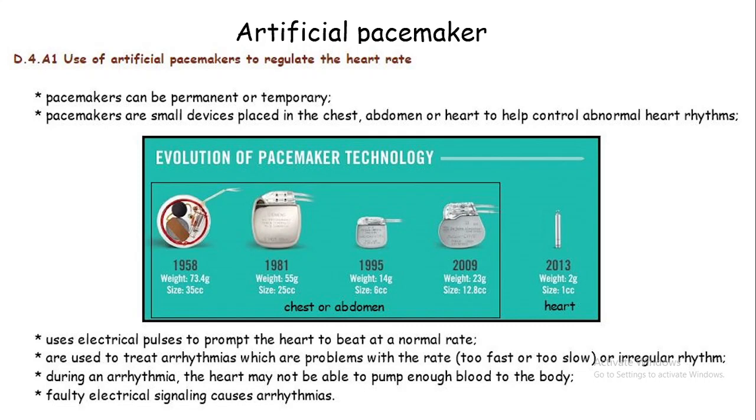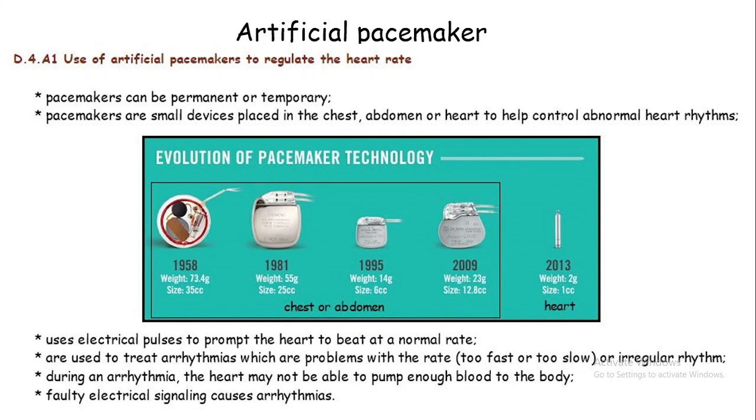Use of artificial pacemakers to regulate the heart rate. Pacemakers can be permanent or temporary. Pacemakers are small devices placed in the chest, abdomen, or heart to help control abnormal heart rhythms. Artificial pacemakers use electrical pulses to promote the heart to beat at a normal rate.